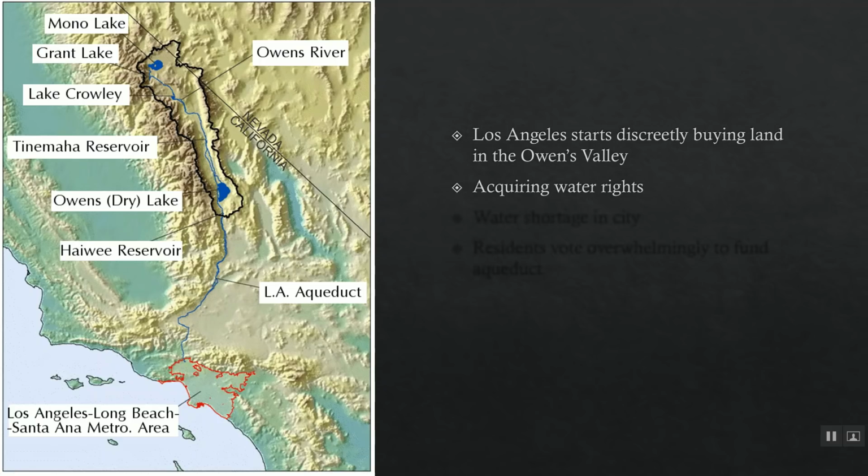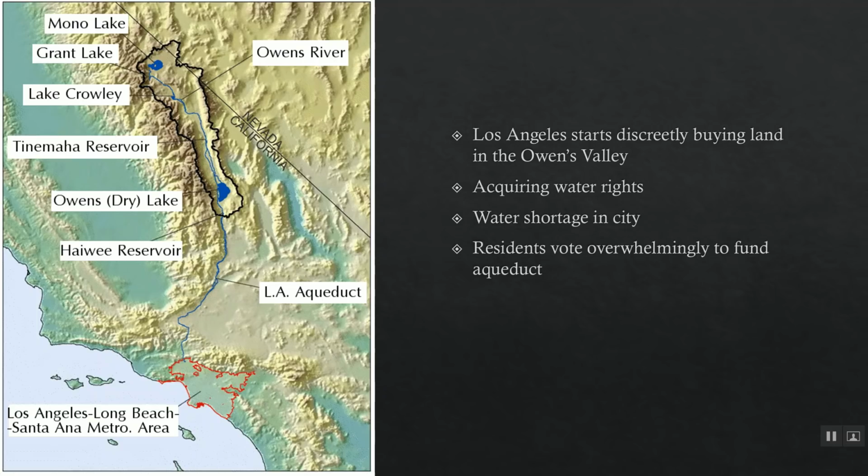And then this is coupled with a water shortage that's happening in the city of LA. So they put it to a ballot measure. They finally say, okay, we have all these water rights up in the Owens River Valley. And so we want the citizens of LA to pay to build an aqueduct that goes from the Owens River all the way down to LA. And because there was such a water shortage in LA, the voters vote overwhelmingly to fund the aqueduct.